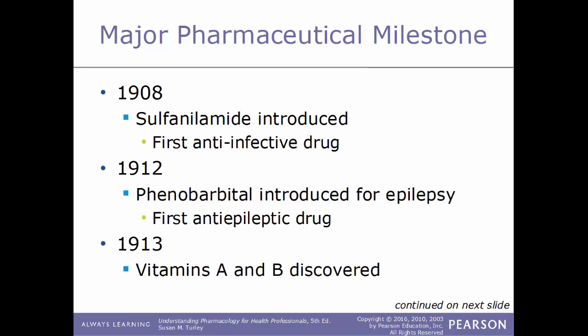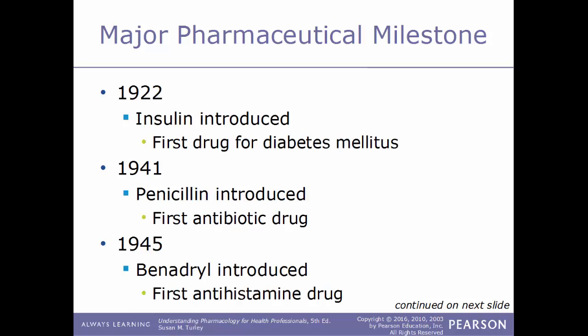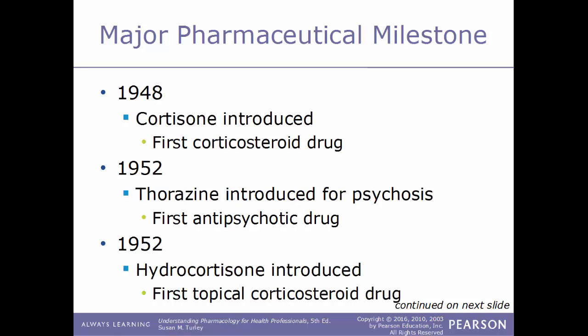1913, both vitamins A and B are discovered. 1922, insulin is produced. So it's the first drug developed to help treat diabetes mellitus. 1941, penicillin is introduced, the first antibiotic drug. 1945, Benadryl is introduced, the first antihistamine drug. 1948, cortisone introduced, the first corticosteroid drug. 1952, Thorazine is introduced to help treat psychosis. It's the first antipsychotic drug. Also 1952, hydrocortisone is introduced. It's the first topical corticosteroid drug.